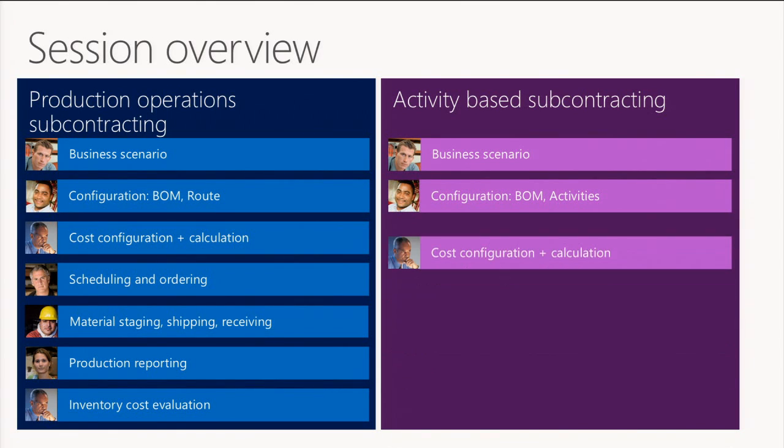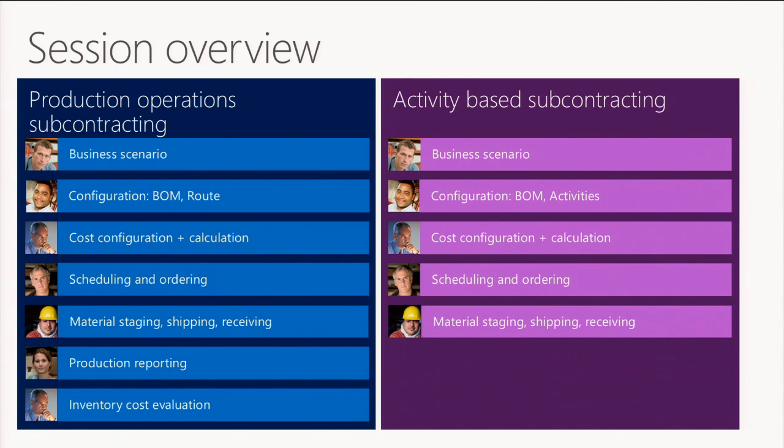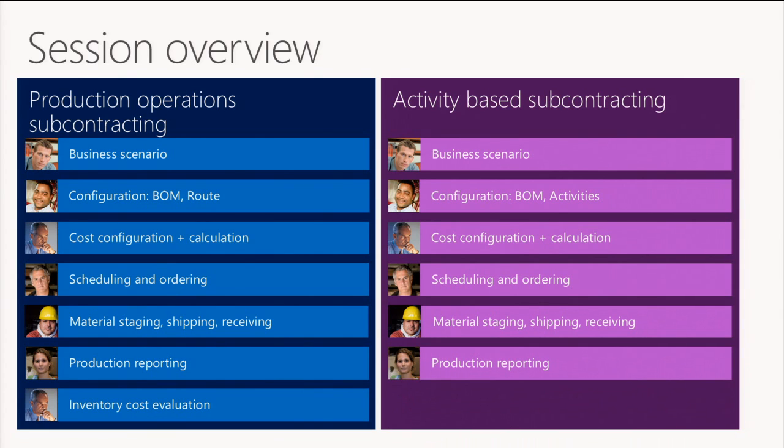The same then in the second run on the activity-based subcontracting, which is based on lean manufacturing, the configuration of the production flow and activities, the cost configuration. We're going to look at how this would work in scheduling and ordering in that case, material staging, production reporting, and finally, if we get time, a little look into the cost. We may not be able to do that.